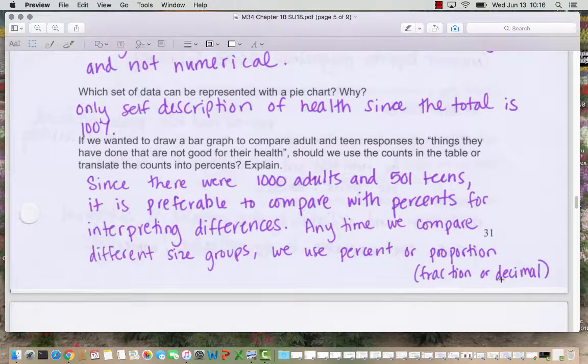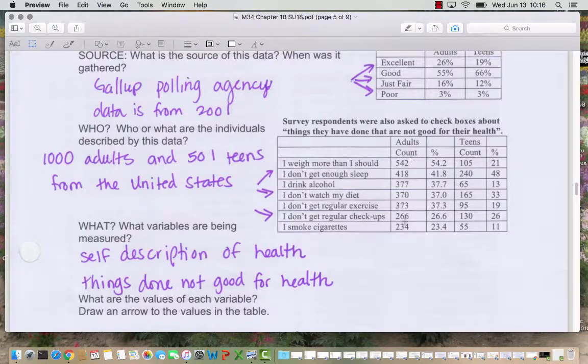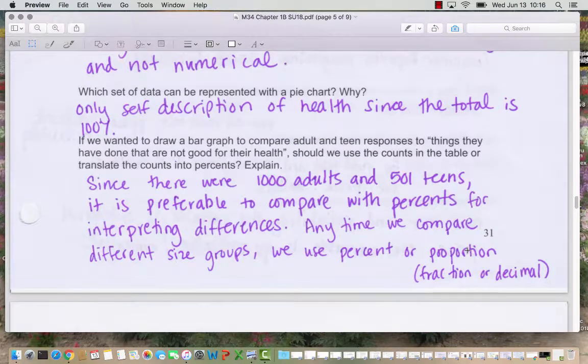And if we wanted to draw a bar graph to compare adults and teens responses, should we use the counts here, the adult count and the teen count, or should we use the percents, the adult percent and the teen percent? Since there's a different total, there were 1,000 adults and 501 teens, we want to compare with percents so that we can interpret the difference. Anytime we compare different size groups, we need to convert to a percent or a proportion.